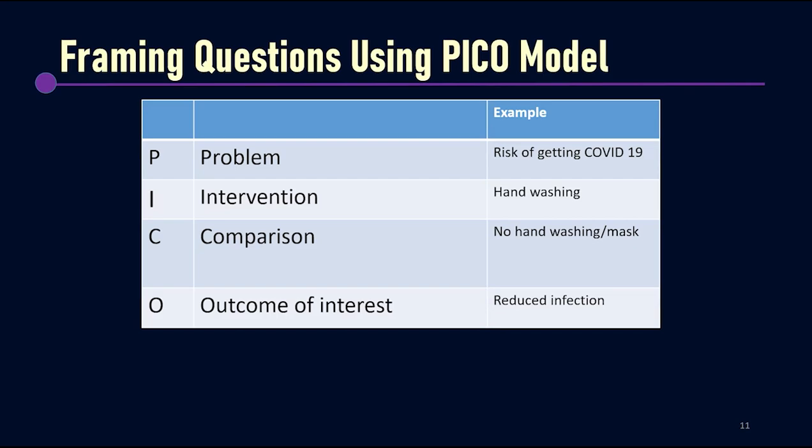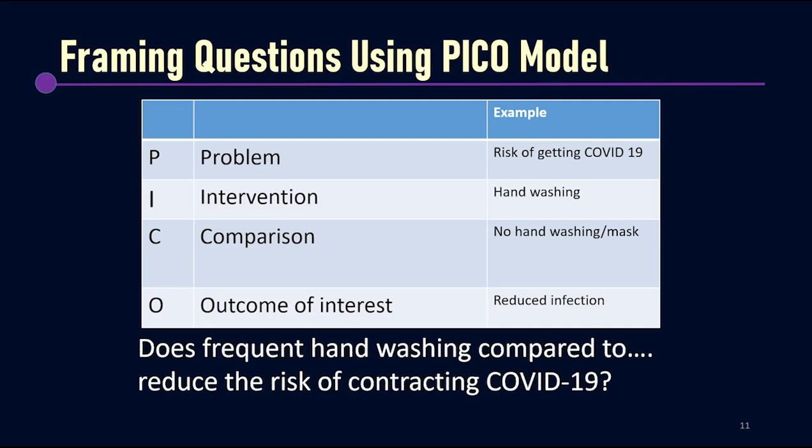Intervention is hand washing. Comparison is no hand washing, or if you are using the same model for use of mask or no mask, you can say mask. And the outcome of interest, you decide yourself whether it is a reduced infection or it's reducing the severity of infection. So if you convert any question into PICO model, then it is highly likely that you will get your desired answer. So the question will be like this: does frequent hand washing compared to not hand washing reduce the risk of contracting COVID-19?